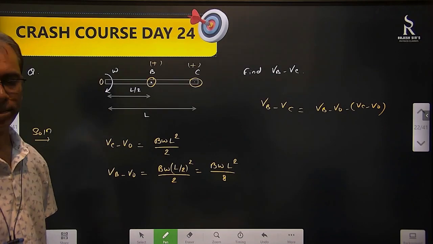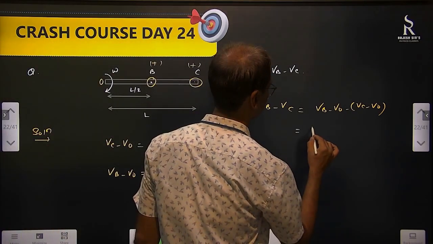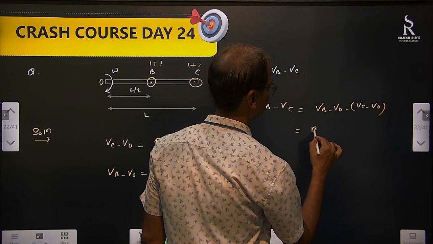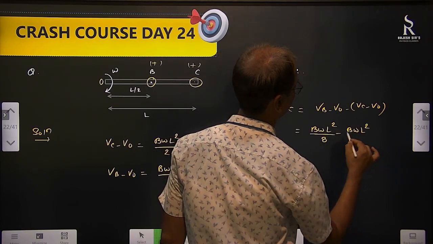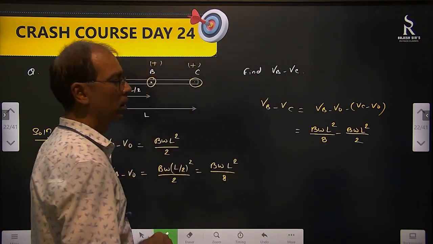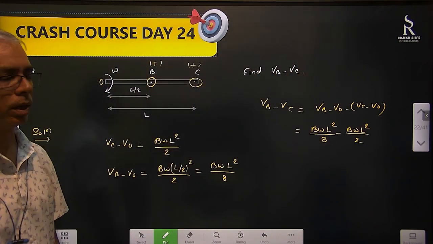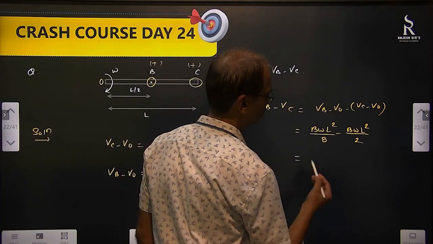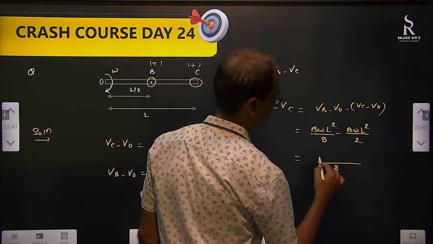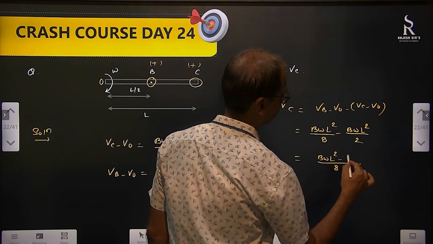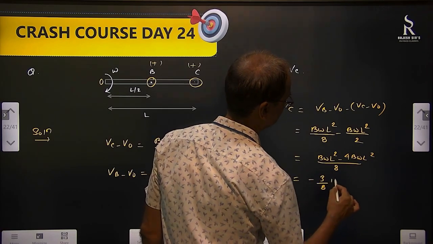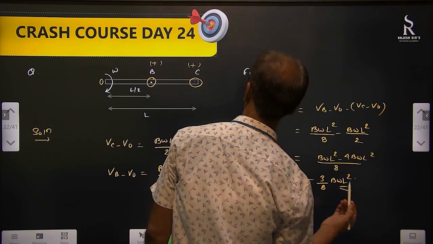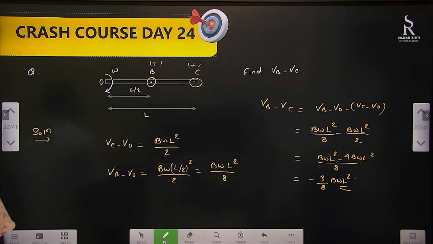VO gone. So VB minus VC is what? This says B omega L square by 8 minus B omega L square by 2. Okay, what's going to come? I think 3 B omega L square by 8 will come. 8 B omega L square minus 4 B omega L square. So minus 3 by 8 B omega L square. So that means potential at C is more than potential at B. Okay. All right.